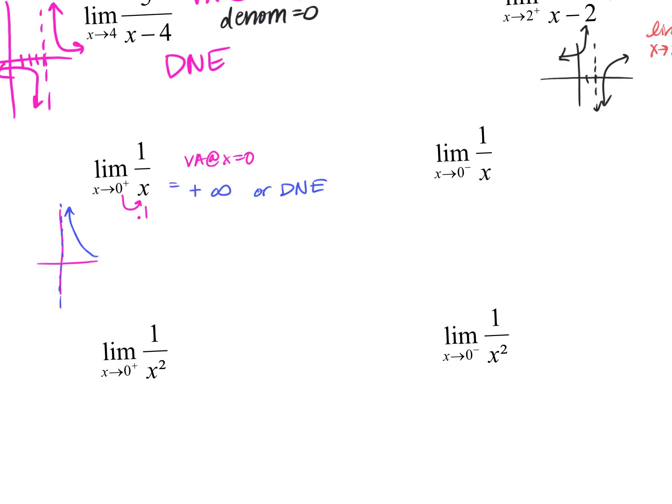As I look at 0 from the negative side, what number might I plug in? Negative 0.1. What's 1 divided by a negative? It's a negative. How did I know we're talking about infinity? Because we have a vertical asymptote at 0. Any limit as I approach a vertical asymptote will be positive or negative infinity.